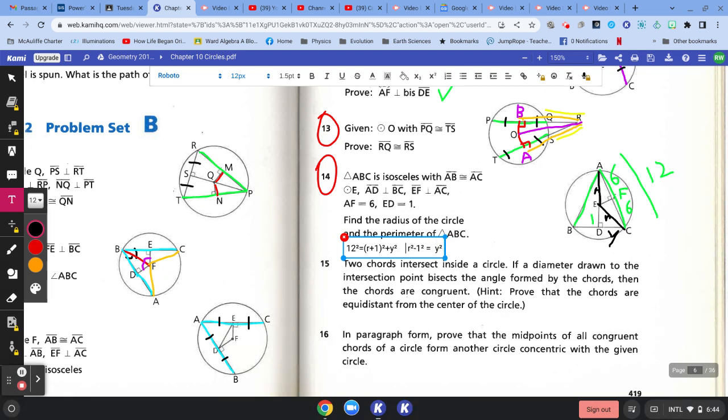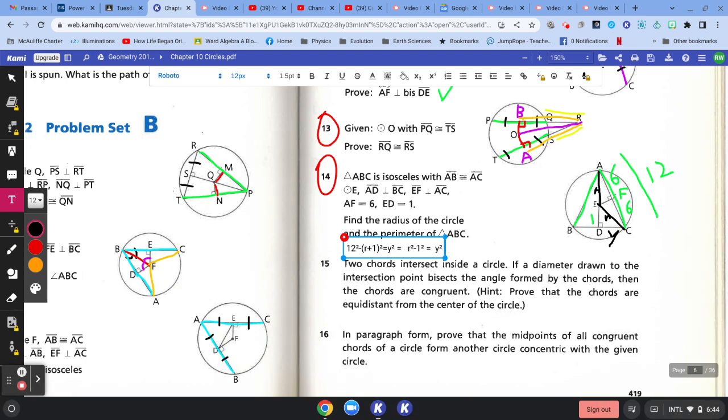And over here, I'm going to rearrange this to be 12 squared minus r plus 1 squared. I'm subtracting that from both sides. So now I have two equations that equal y squared. Okay, so they both equal y squared. Now, since they both equal y squared, they equal each other.